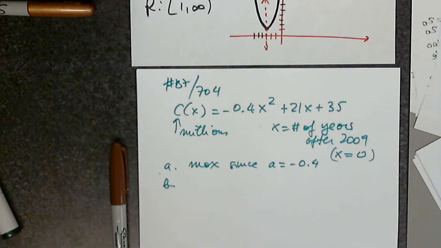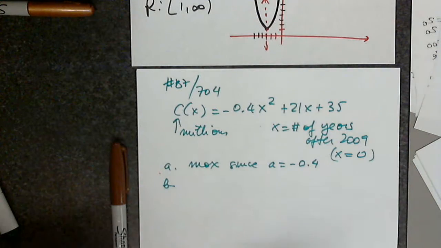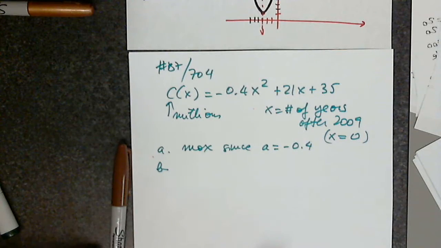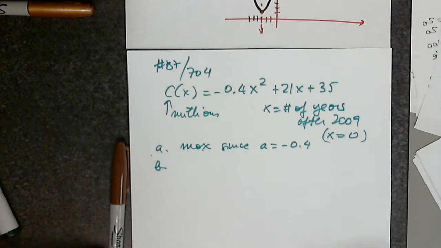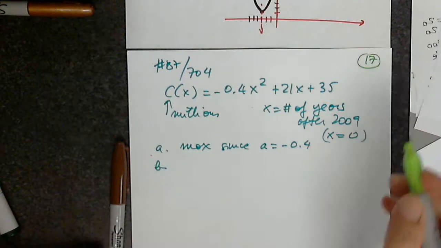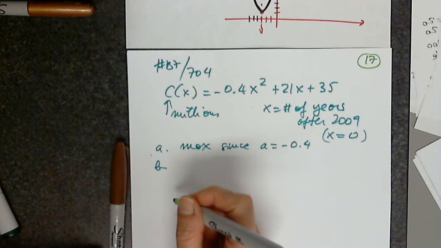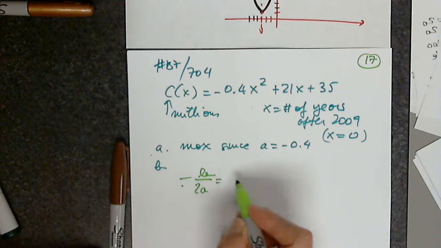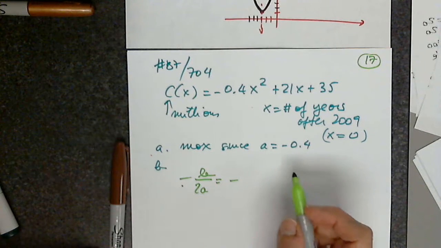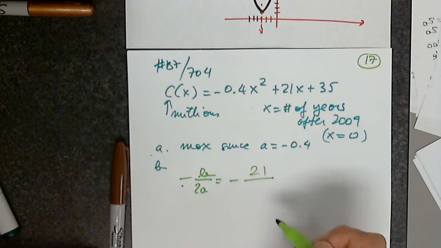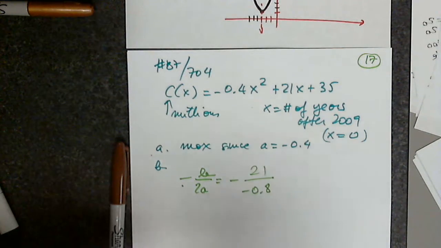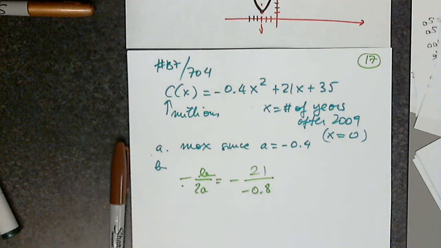What do I have to find? The number of years. Yes. What do I have to find in order to find the number of years? How do I find the number of years? The vertex. Negative b over 2a. Very good. How much is b? 2 times a. 2 times negative 0.4 is negative 0.8. So in other words, 21 divided by 0.8.